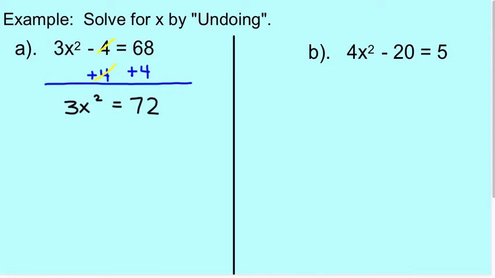Then you're going to undo the 3 that is multiplying the x squared. So to undo the multiplying 3, we're going to divide both sides by 3. So then 72 divided by 3 is 24.